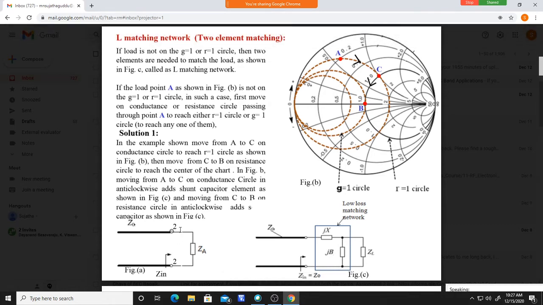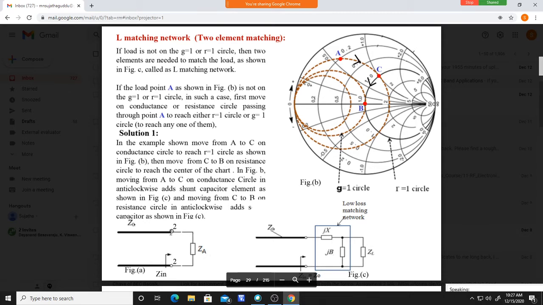You should add some element next to this. You should change the impedance. Correct, ZA should be changed. How do you change this ZA? ZA will change if you add a series value. If you add an inductor or a capacitor to this ZA or resistance, the value will change.